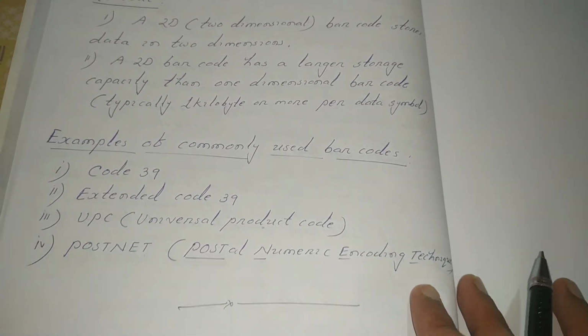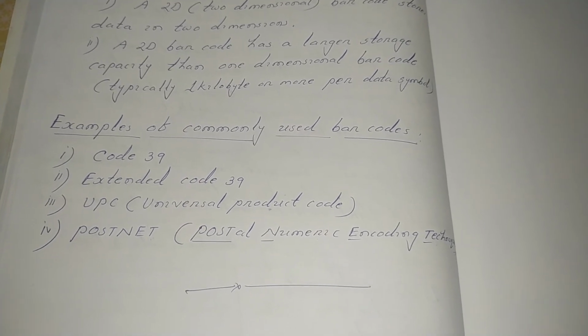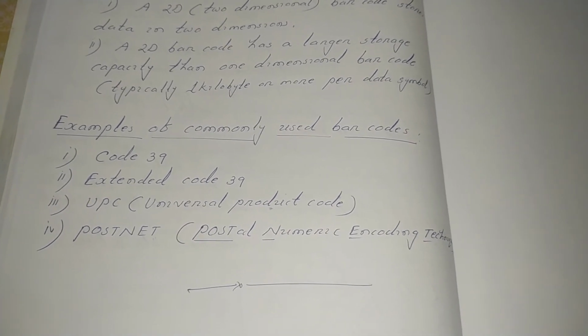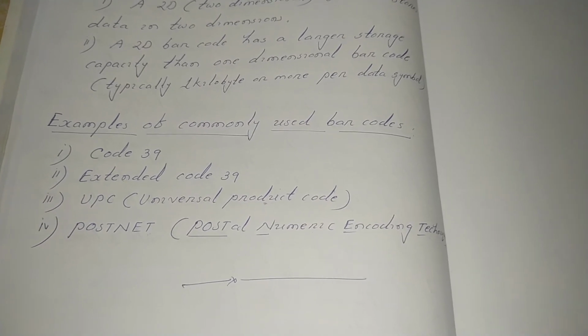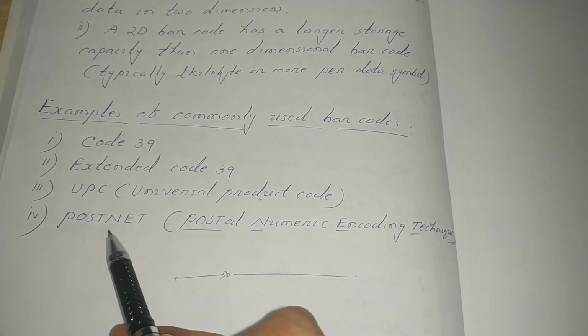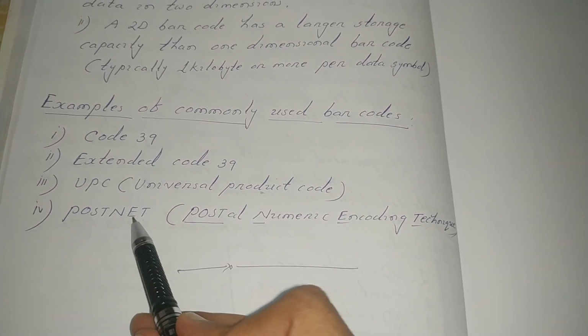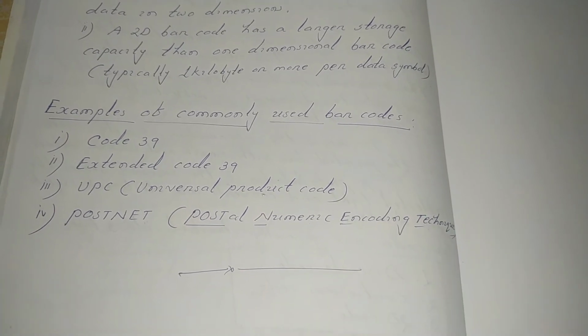Then we'll see some examples of commonly used barcodes nowadays. Number 1 is code 39, then extended code 39. Number 3 is UPC, that is Universal Product Code. And number 4 is PostNet. PostNet stands for postal numeric encoding technique.